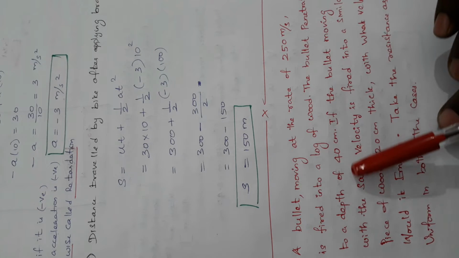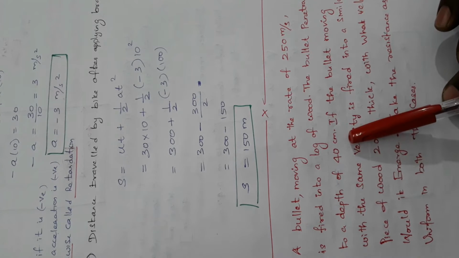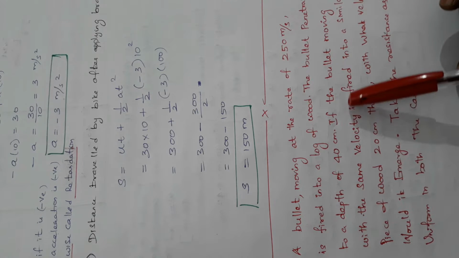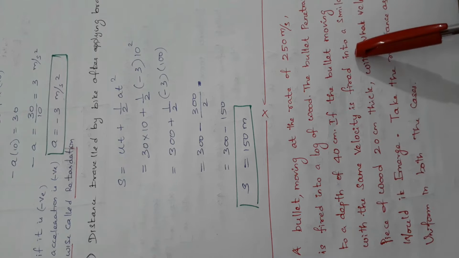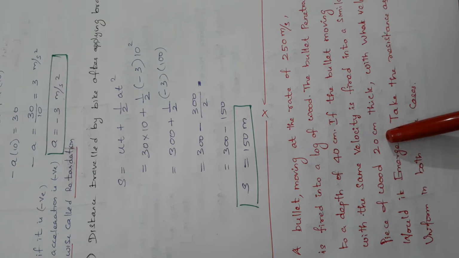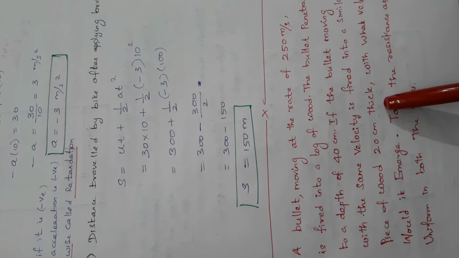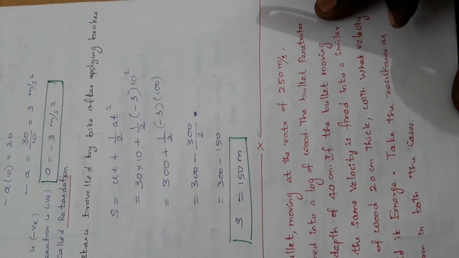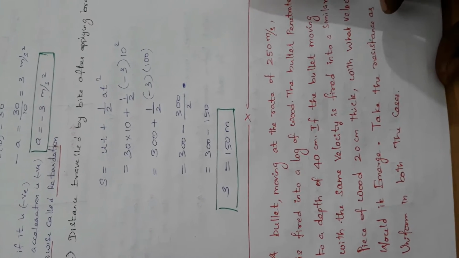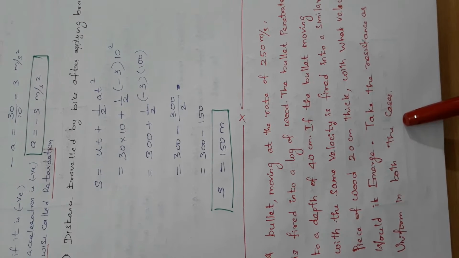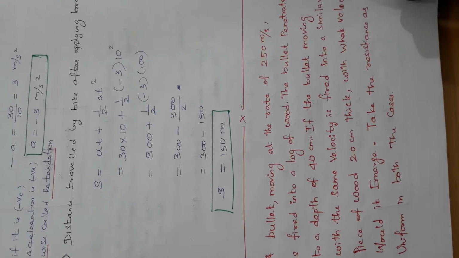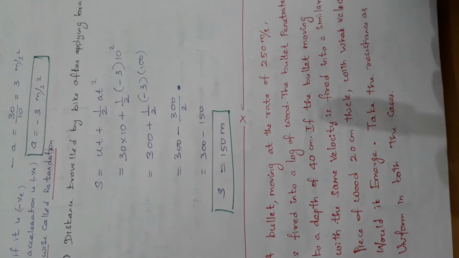The bullet penetrates to a depth of 40 centimeter. If the bullet moving with the same velocity is fired into a similar piece of wood 20 centimeter thick, with what velocity would it emerge? Take the resistance as uniform in both the cases. These are the given two scenarios, and we will see them one by one, with a diagram for a better understanding.